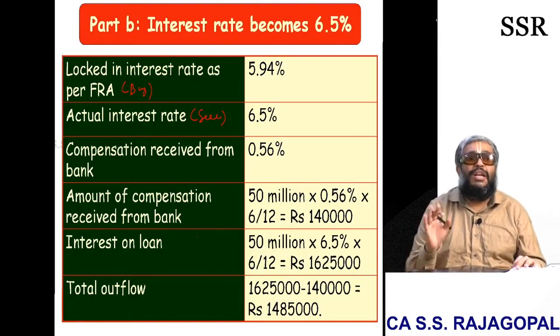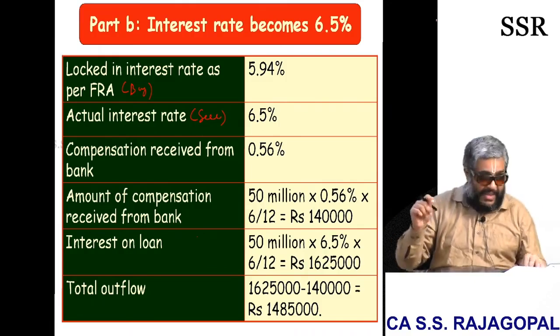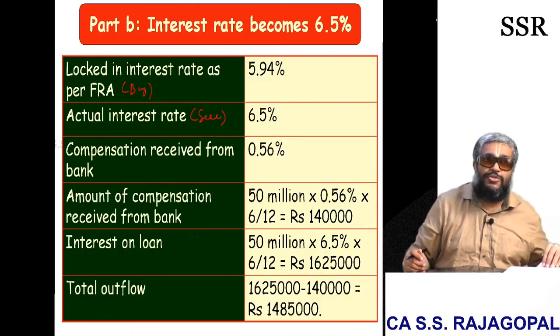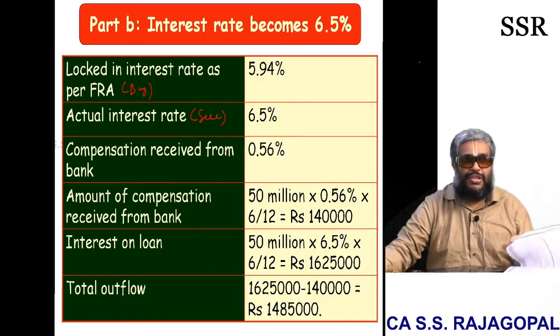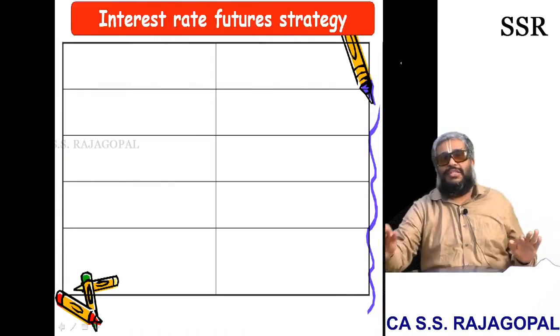So this is part 1 where we have hedged using a forward agreement. This one part of the chapter has been completed. Now, the same institute question asks you to hedge using interest rate futures. Everybody understanding? Next, Part B, interest rate futures.